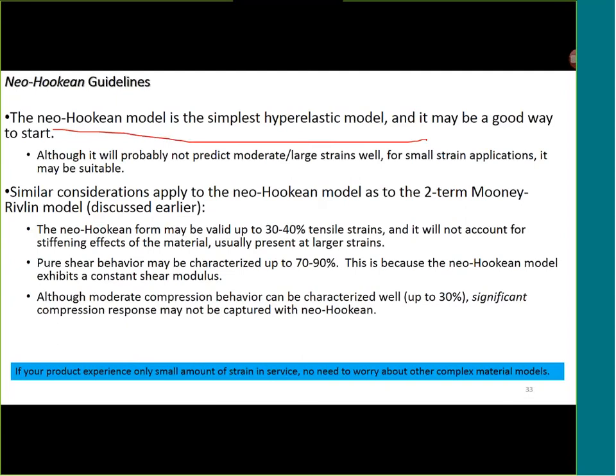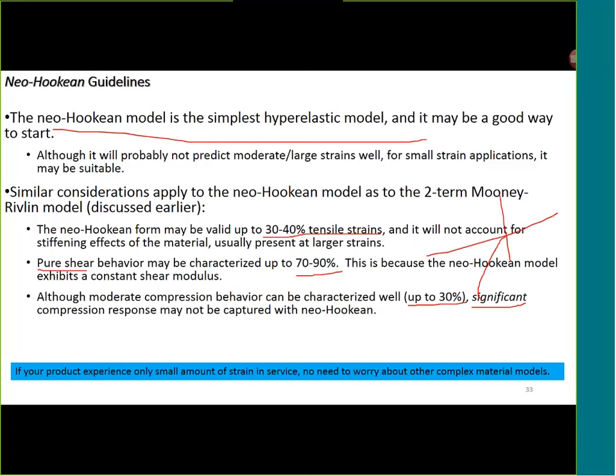If you have no prior experience in dealing with hyperelastic material models, this is the first model you want to start with and do various trials and errors, and understand how the hyperelastic material is going to behave. The guidelines are, it is good up to 30 to 40% of the tensile strain. For shear, it is good up to 70 to 90%. For compression, it is very moderate, up to 30%. However, it will not capture a very significant change in the slope of the compressive region. In that case, this is not a recommended model.